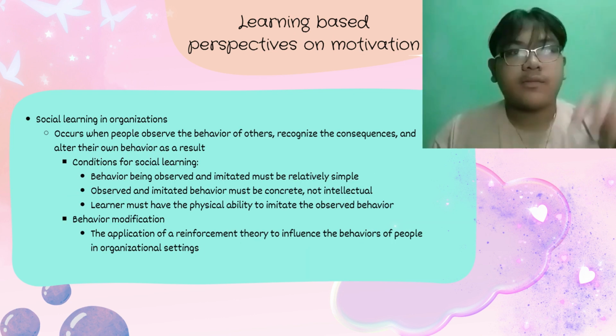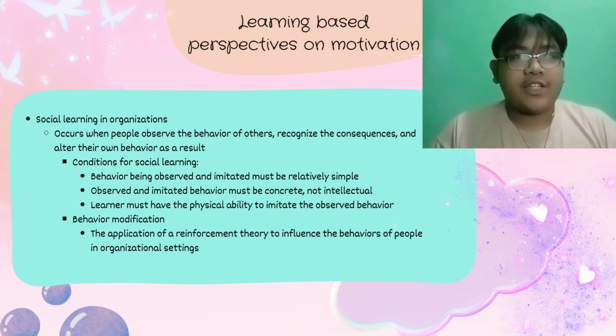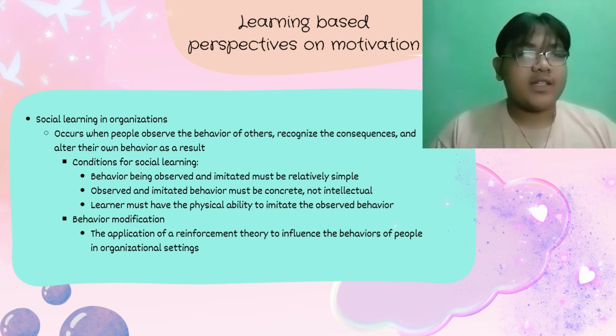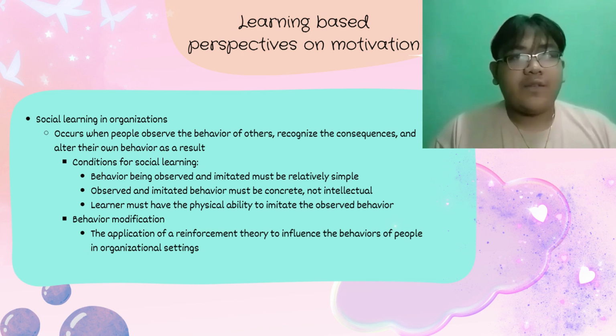Social learning in organizations occurs when people observe the behavior of others, recognize the consequences, and alter their own behavior as a result. Conditions for social learning. Behavior being observed and imitated must be relatively simple. Observed and imitated behavior must be concrete, not intellectual. Learner must have the physical ability to imitate the observed behavior. Behavior modification. This is the application of reinforcement theory to influence the behaviors of people in organizational settings.